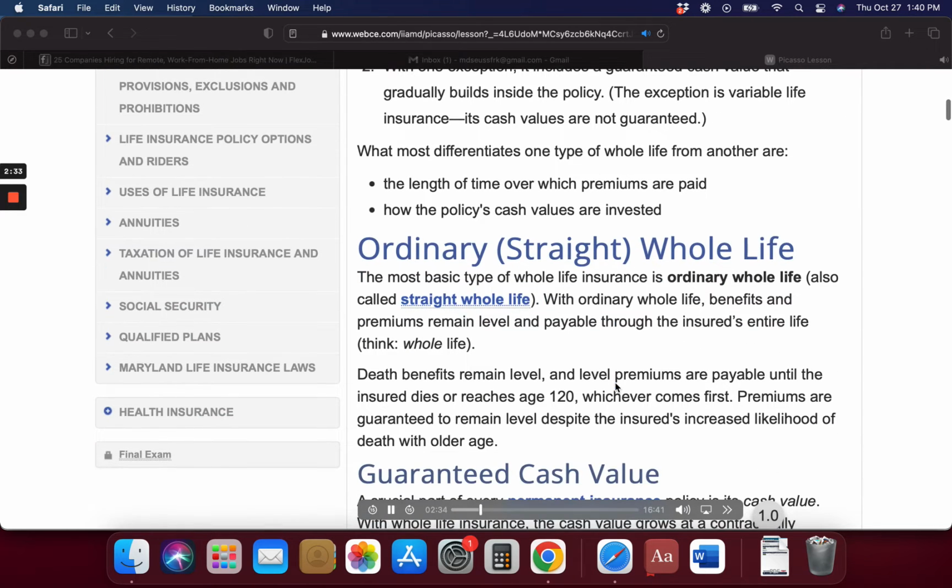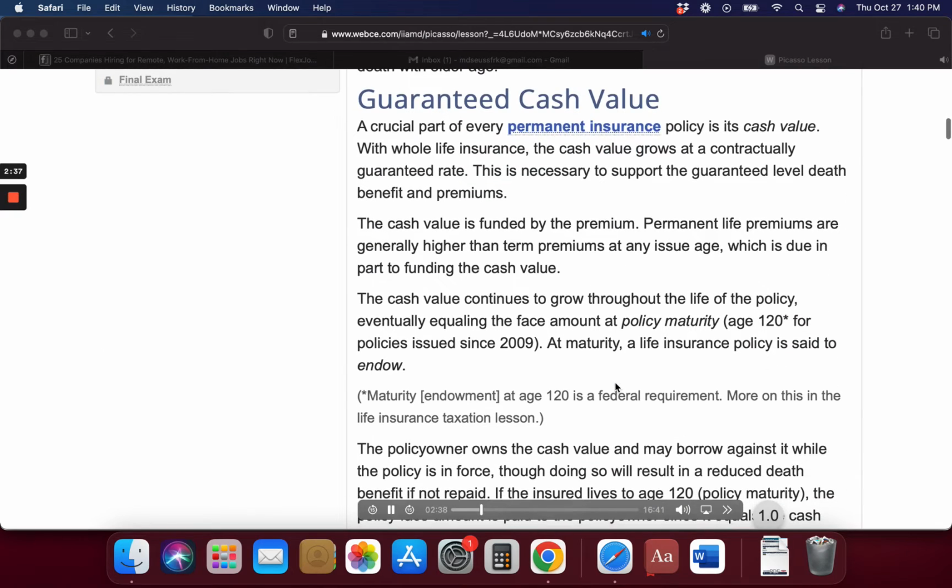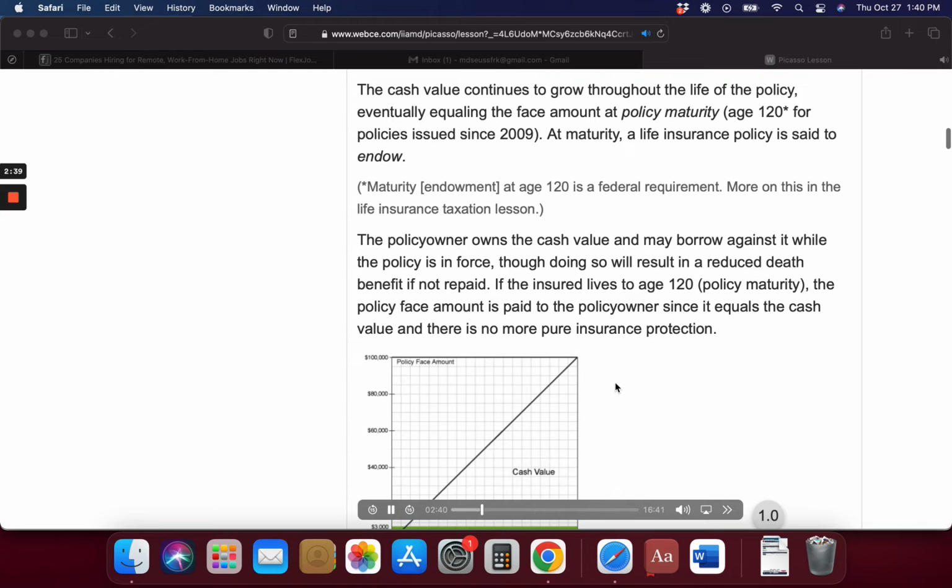The policy owner owns the cash value and may borrow against it while the policy is in force, though doing so will result in a reduced death benefit if not repaid. If the insured lives to age 120, policy maturity, the policy face amount is paid to the policy owner since it equals the cash value and there is no more pure insurance protection.